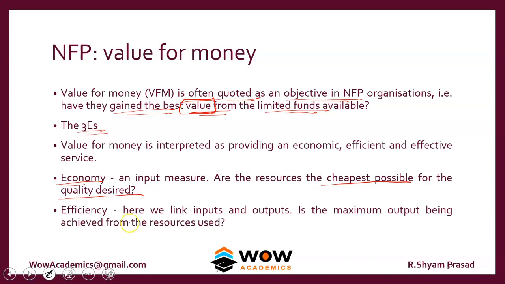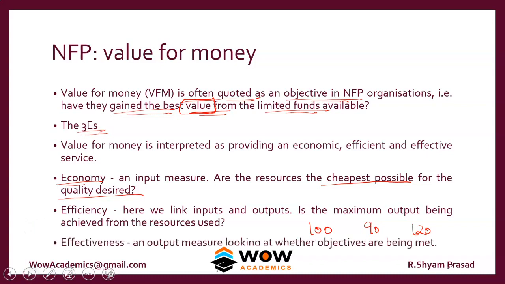Efficiency, here we link the inputs and outputs. Is the maximum output being achieved from the resource? So assume the hospital has been built to treat 100 patients. Are we doing it? If you're treating 90 people, then it's 90% efficiency. If you are treating 120 people, it's 120% efficiency. So we link the construction of the hospital with how many people we are trying to treat.